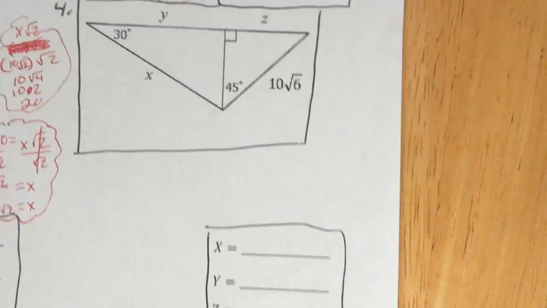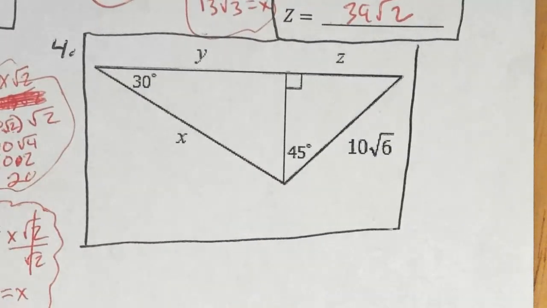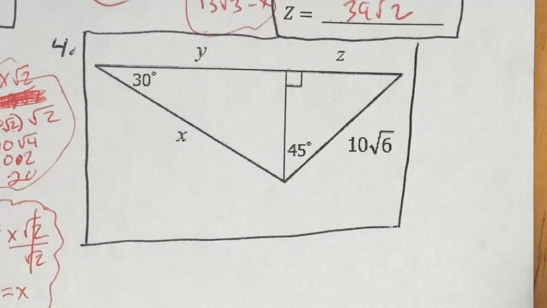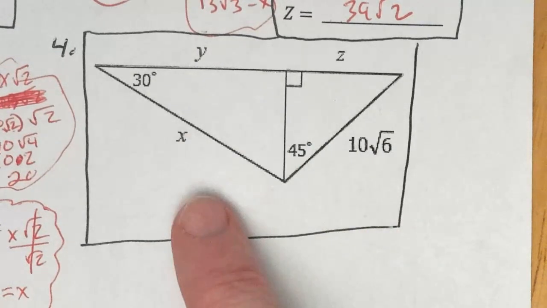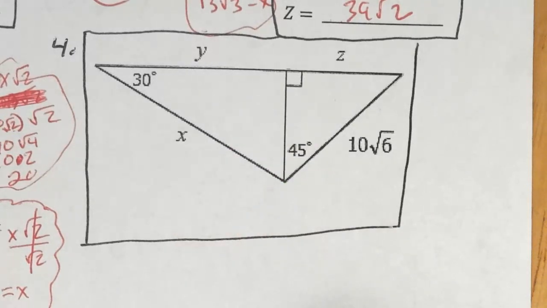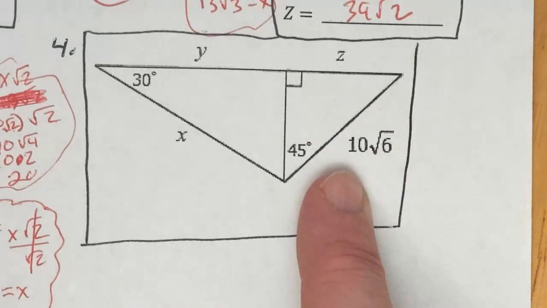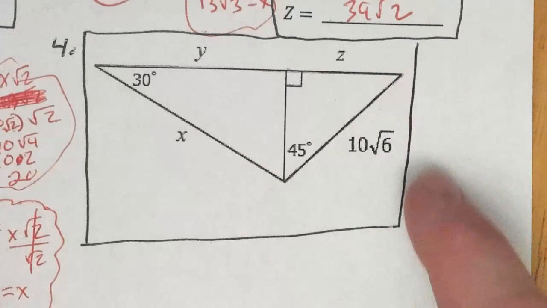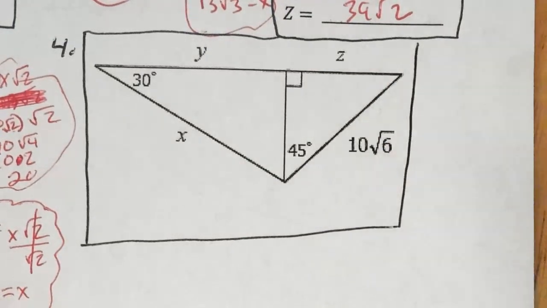Number 4. All right. So the first thing we have to do is step 1. Well, even before the steps, we have to figure out which triangle we're going to do first. Are you going to do the left one or the right one? You tell me, left or right? Okay, we're going to do the right one. Now, why are we going to do this one first? The reason is because it has a side length on it. See that 10 radical 6? That's the one we're going to do first.